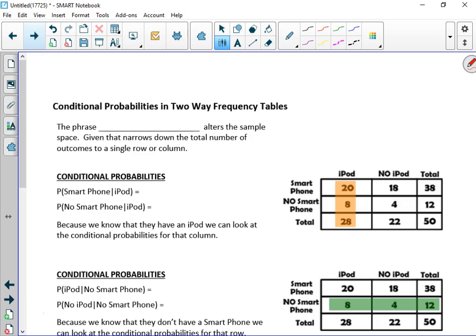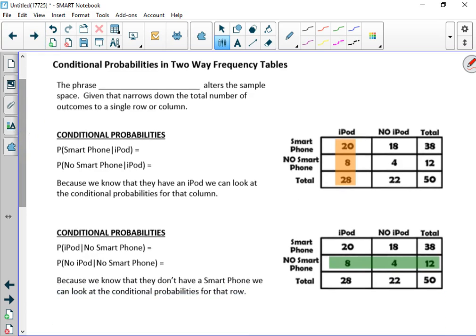And last bit of notes. Conditional probabilities and two-way frequency tables. The phrase "given that," which we just talked about on the previous day's notes, alters the sample space. "Given that" narrows down the total number of outcomes to a single row or column.